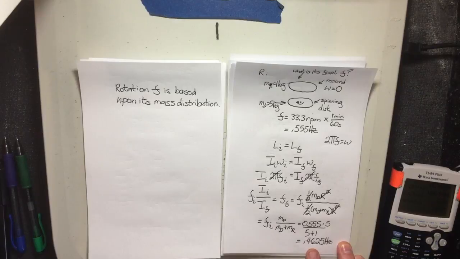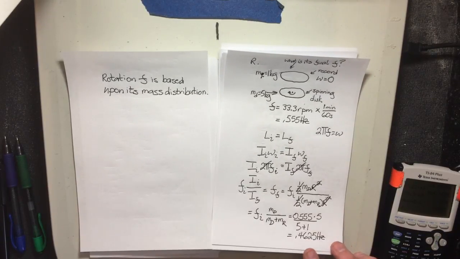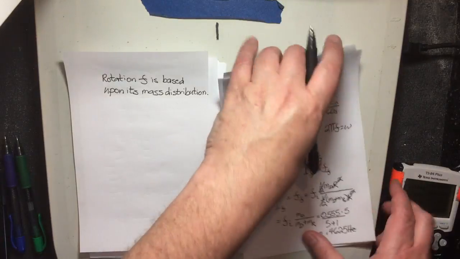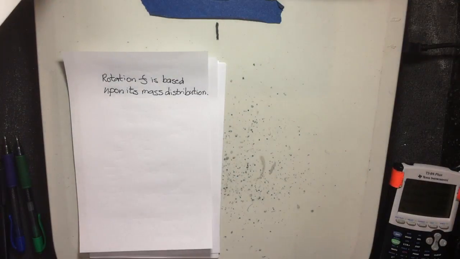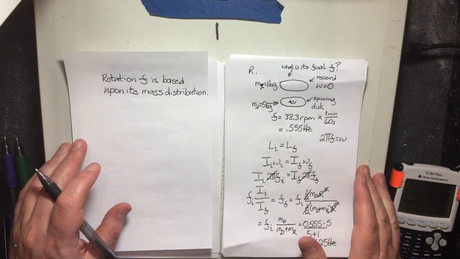What's this? 0.4625. Yeah, it's curving just a little bit. Hold on. Whew. Okay.